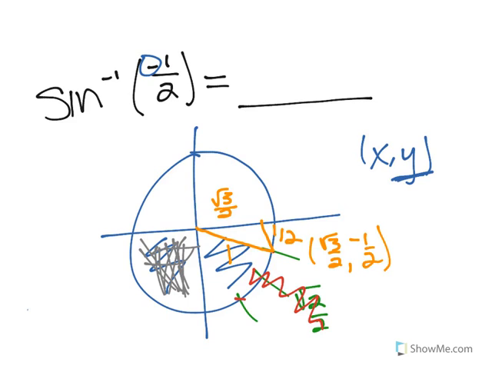Here, in degrees, it's 330, because we are 30 degrees away from 360. But in radians, we are 1 pi sixth away from 2 pi. So it's going to be 11 pi over 6.